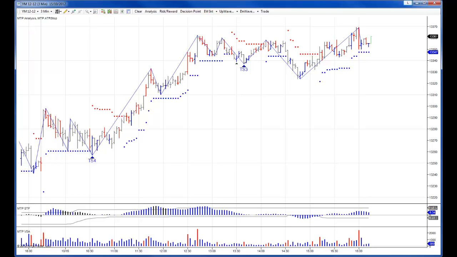In today's video I'd like to look at the US mini, in particular the YM and the NQ. Here I'm using the MTP RT add-ons for NinjaTrader 7. This is a 3-minute chart of the YM. You can see for standard MTPredictor users there was a nice TS4 buy setup here.